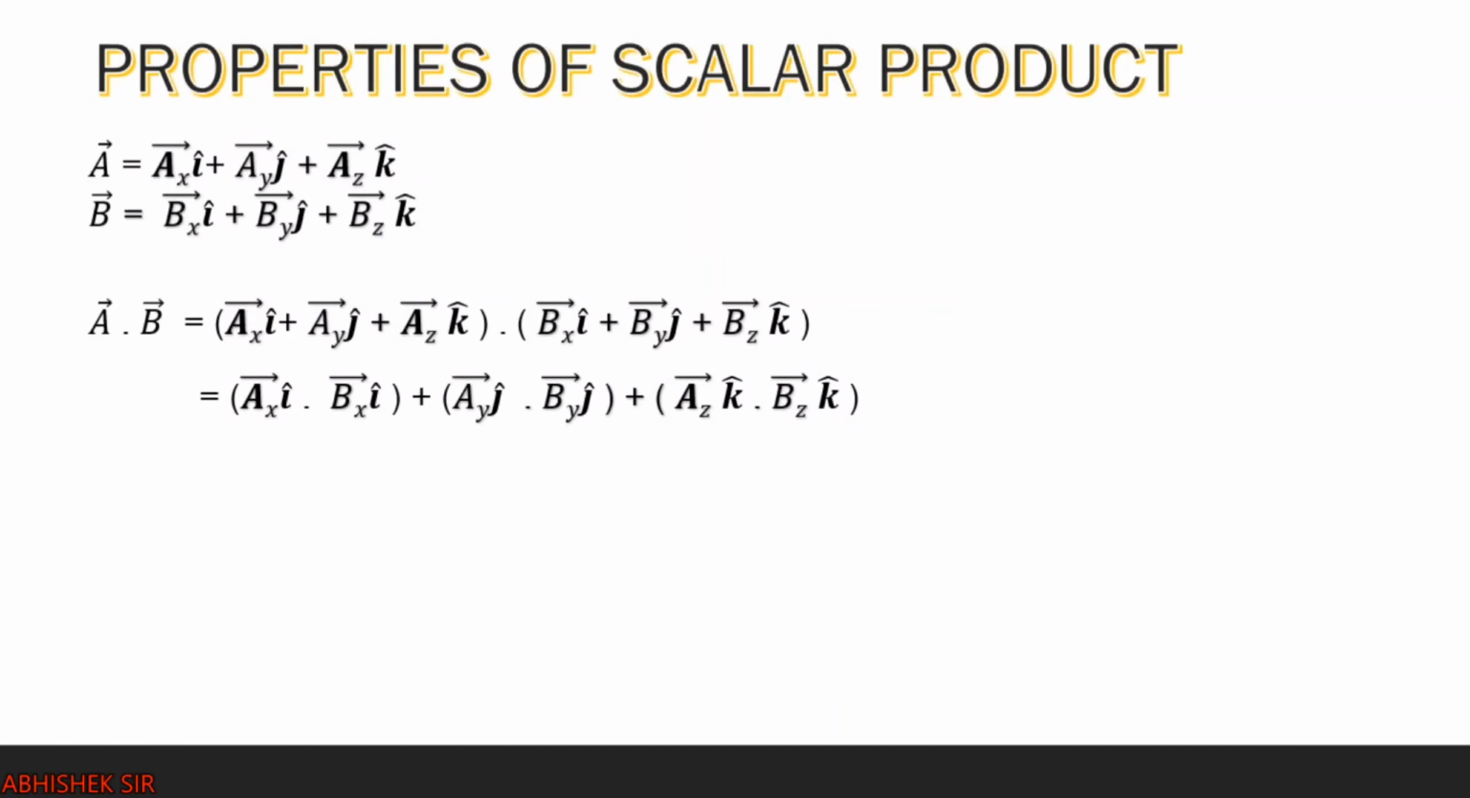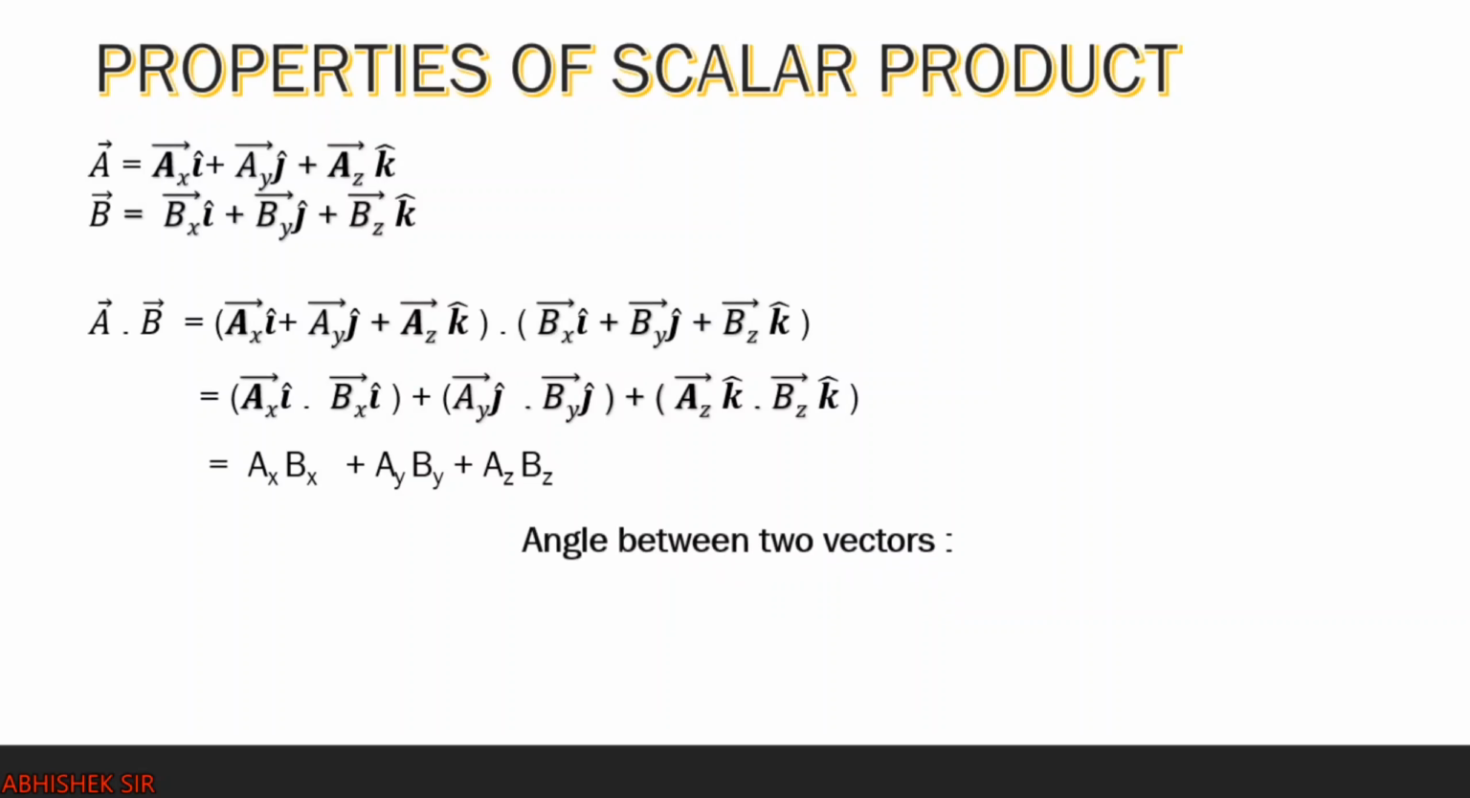Next step, only the X components will be together, then the Y components together, then the Z components together, and in between we will have addition. So it is AX i dot BX i plus AY j dot BY j plus AZ k dot BZ k. Now as I said, i dot i, j dot j, k dot k will become 1. So our final answer will be AX BX plus AY BY plus AZ BZ.